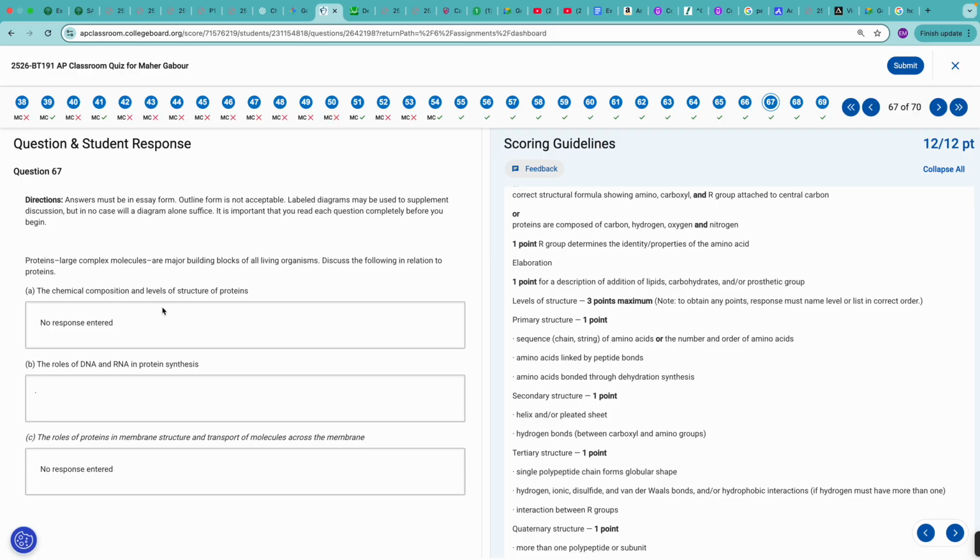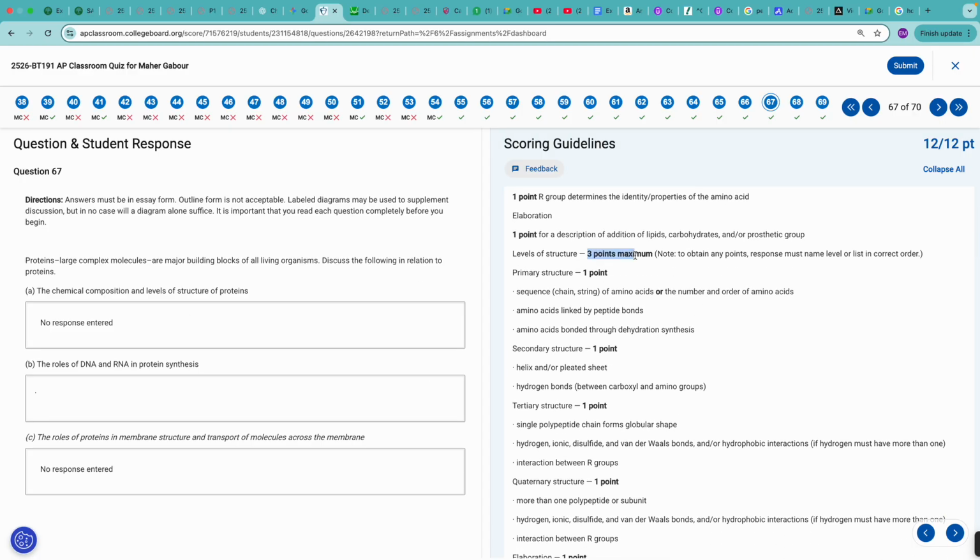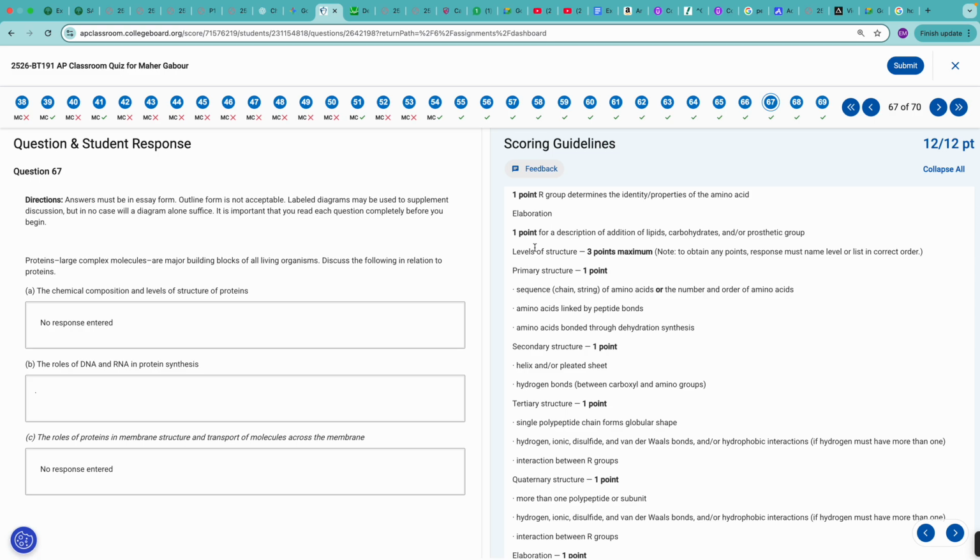Oh, no, wait. Where am I today? Okay, 3 points maximum. So you just choose the structures, I say primary and secondary. You just give the sequence. So it's just a linear structure. And you give the bond responsible for it. They're linked by peptide bonds. And that's it.